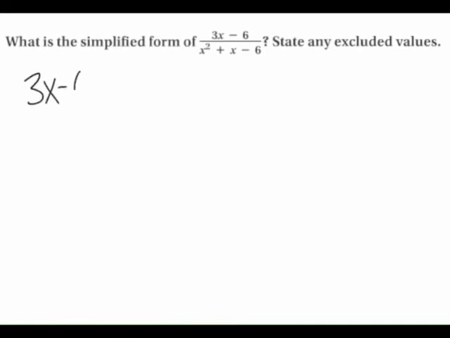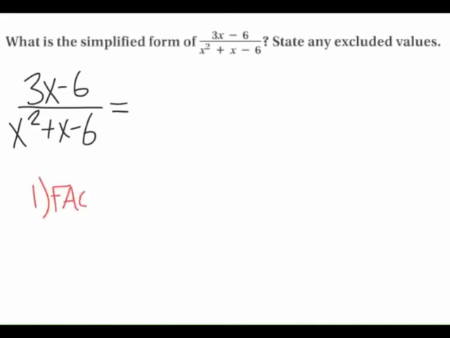3x minus 6 divided by x squared plus x minus 6. This is our rational expression, and we want to simplify it. Now, the steps are going to be exactly the same as in the previous problems. The first step is to factor. Factor the top of the fraction and the bottom as much as we possibly can.